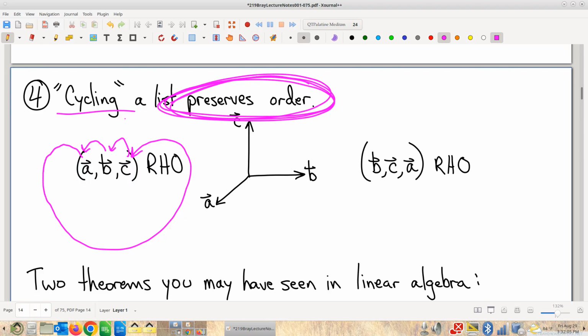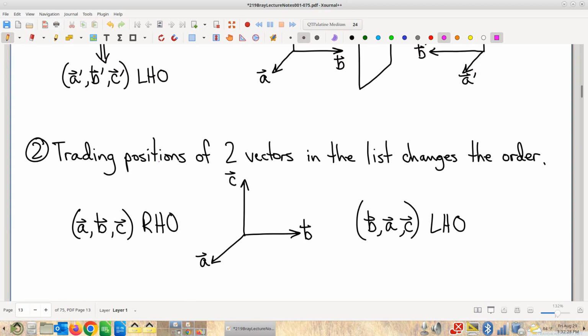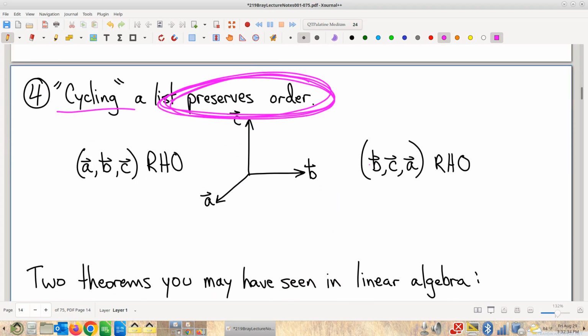So, neat fact. Again, it follows from the previous statement about trading positions, because in fact, any cycling you can achieve by doing 2 trades. If you think cleverly about which 2 to trade in which order, you can trade twice and turn ABC into BCA. And if you do 2 trades, that will change the order twice, the punchline of which is that it preserves the order. Everybody see how that works? It's clever.